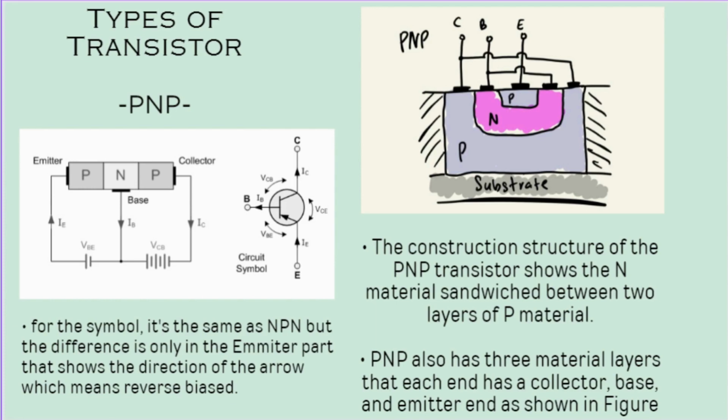The construction structure of the PNP transistor shows the N material sandwiched between two layers of P material. Just like the NPN transistor, the PNP also has three material layers, each with a collector, base, and emitter, as shown in the figure.